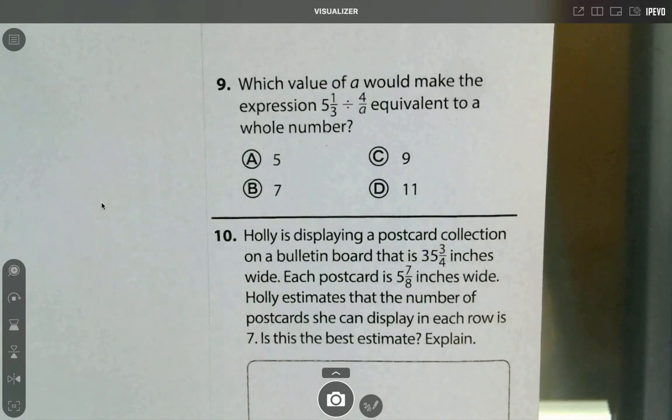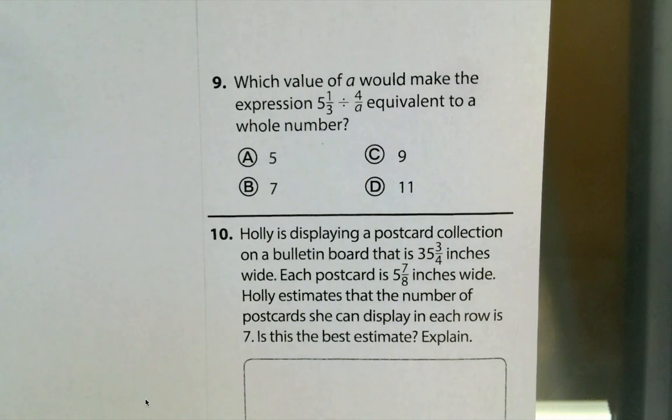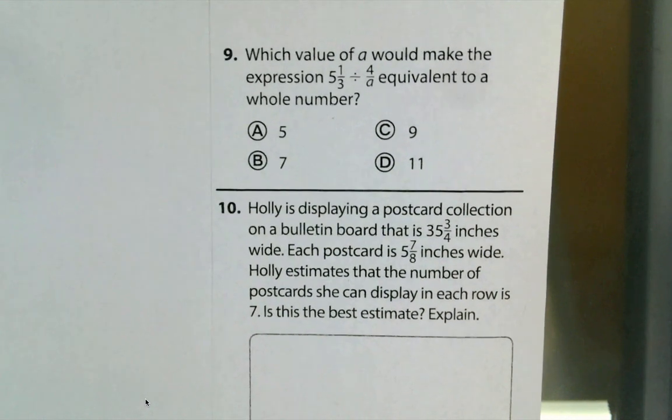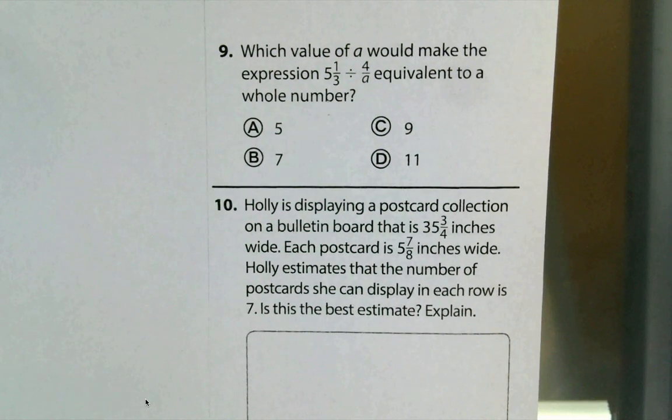Okay, guys, we're moving on to number 9. We skipped number 8. Number 8 is over the top. It's not something that we would need in our lives. You'll thank me later. But number 9 says, which value of A would make the expression 5 and 1/3 divided by 4 over A equivalent to a whole number?